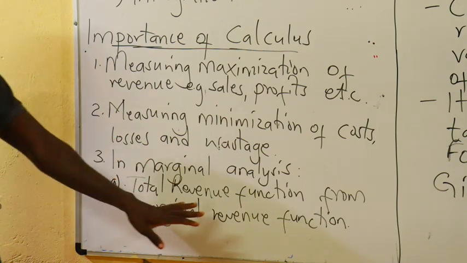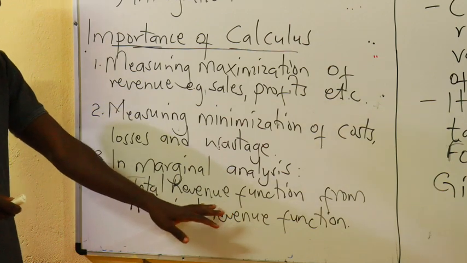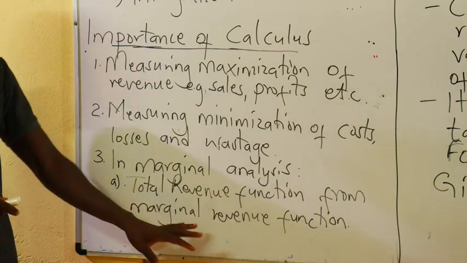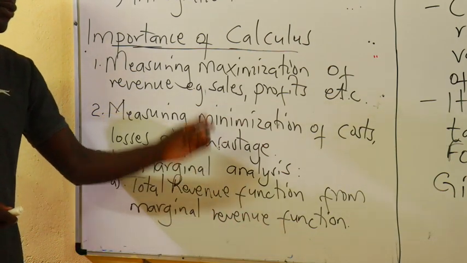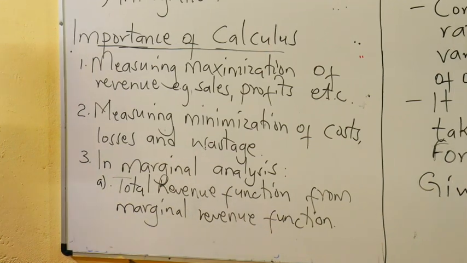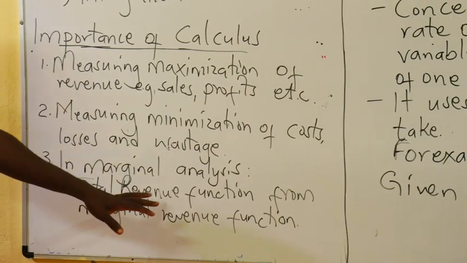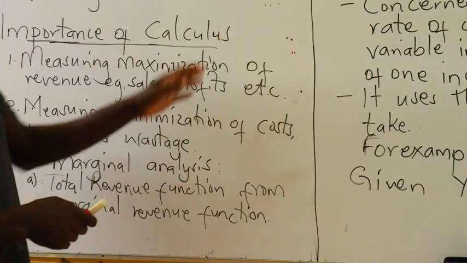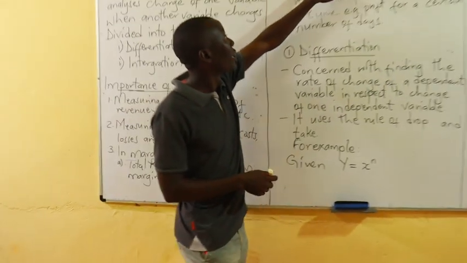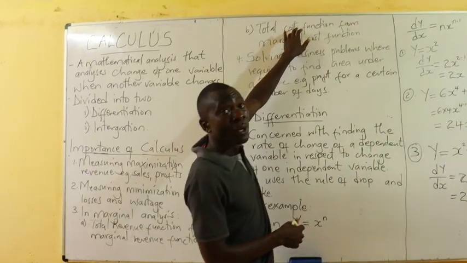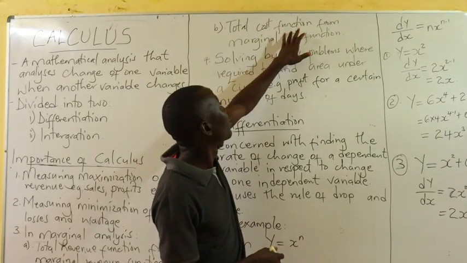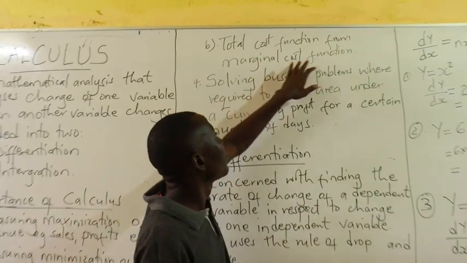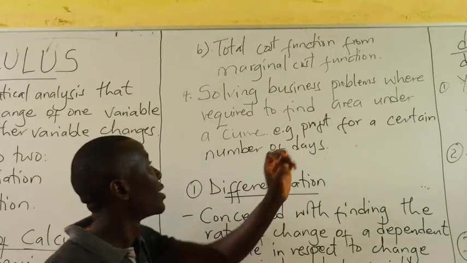For example, if we are given a total revenue function and we want to find the marginal revenue function, then we can use the knowledge of calculus, and vice versa. We can also find the total revenue function from the marginal revenue function. Under marginal analysis, we can also find the total cost function when we are given the marginal cost function, and vice versa.